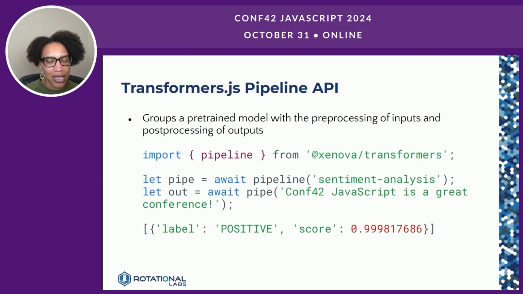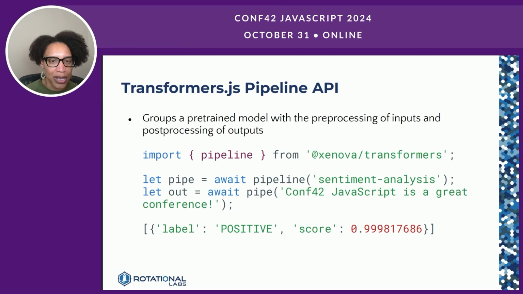But something that I think makes Transformers.js pretty easy to work with is that it has this pipeline API. What that does is it groups the inputs and the outputs, the pre-processing of the inputs and the post-processing of the outputs together. So as you can see in this example, there's a lot less code written here in comparison to that demo that I had with TensorFlow.js.